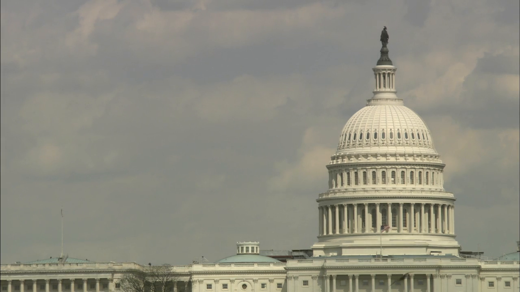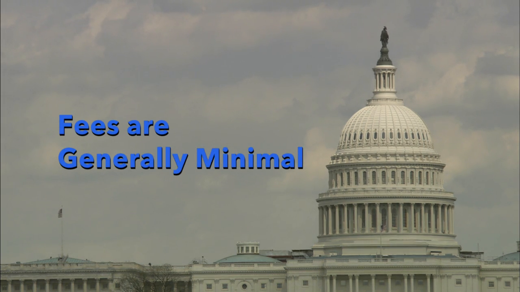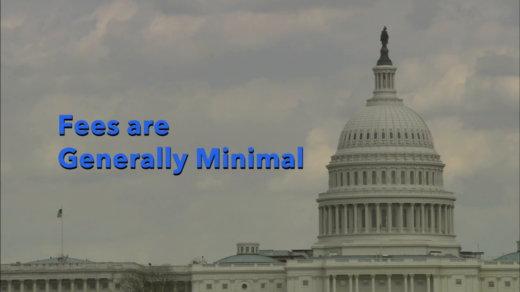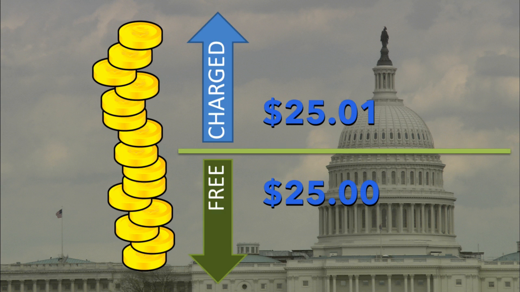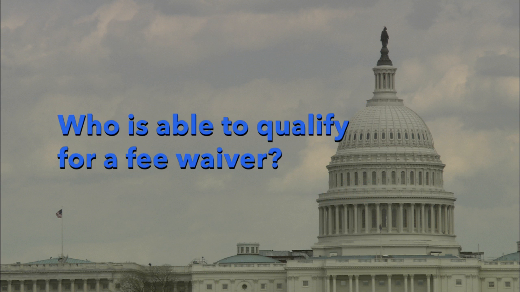When Congress passed the FOIA, it decided that the public should help defray part of the cost of processing FOIA requests. The fees are generally minimal. However, FOIA requesters requiring, for example, substantial reproduction cost may expect higher fees. Additionally, the USDA does not bill you when your FOIA fees do not exceed $25, or if you qualify for a fee waiver. Who is able to qualify for a fee waiver?